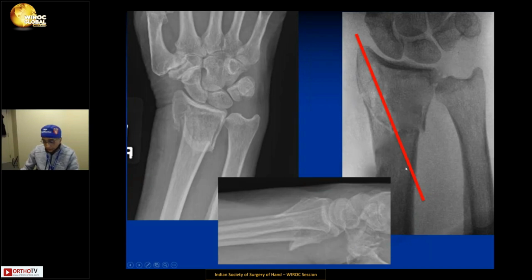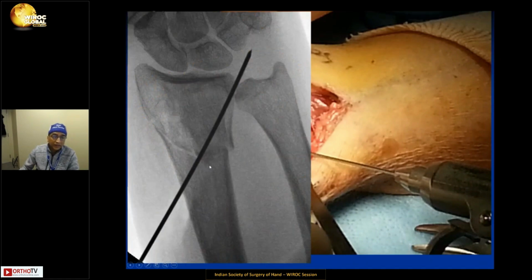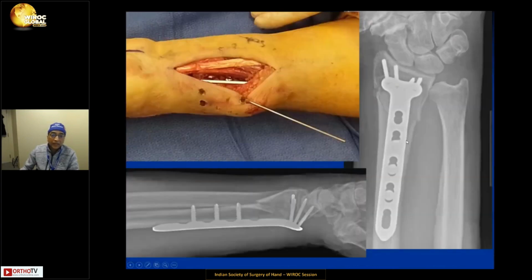In that case, why don't we make use of this good bone that is sitting there in the intermediate column, and we already got the shaft exposed? So why not put a wire from the shaft proximally to engage the intermediate column distally? This is another way of achieving a provisional reduction, and then it becomes just a matter of achieving reduction and holding it with the wire, and plate application becomes very simple and straightforward after that.